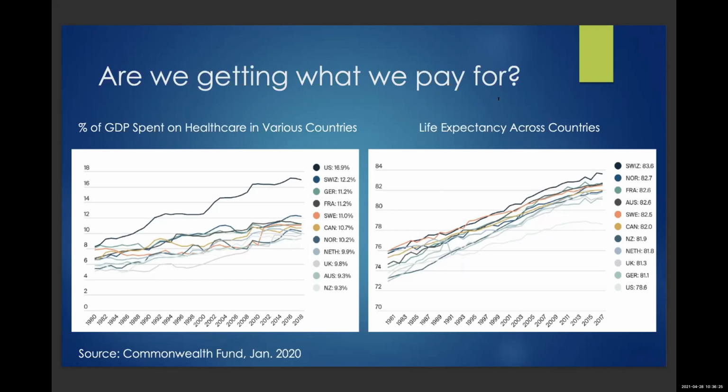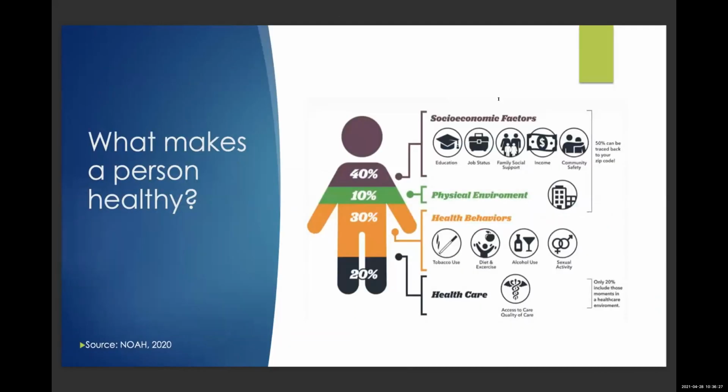So what does make a person healthy? This graph shows that roughly 20% of an individual's overall health is attributed to healthcare, and the remaining 80% is attributed to factors such as socioeconomic factors, which could include education, job status, or income, and physical environment, as well as health behaviors, which can include tobacco use, diet and exercise, and alcohol use.